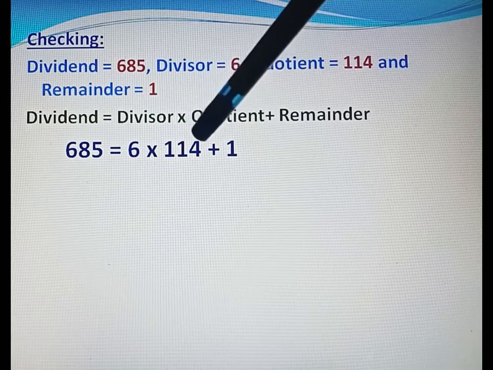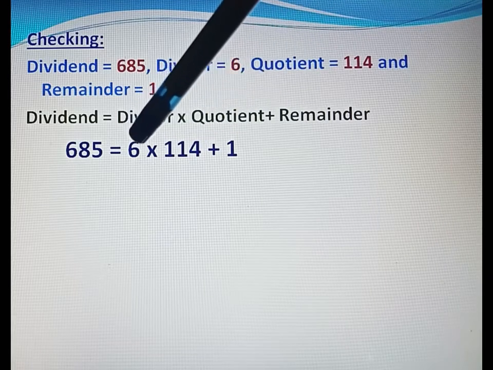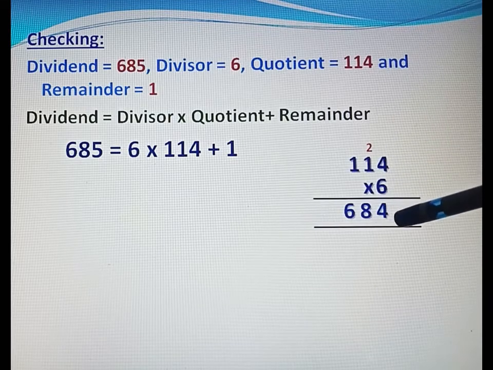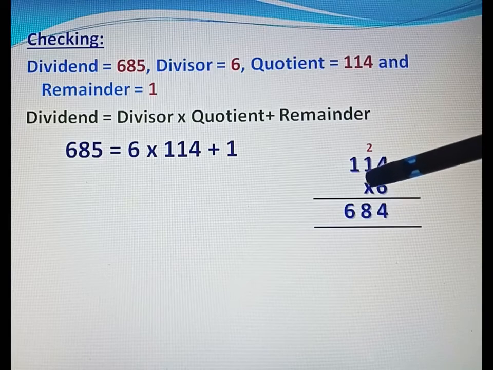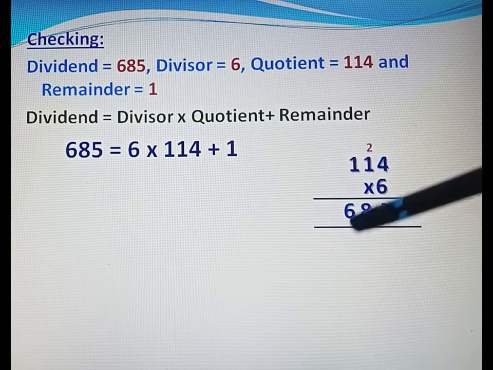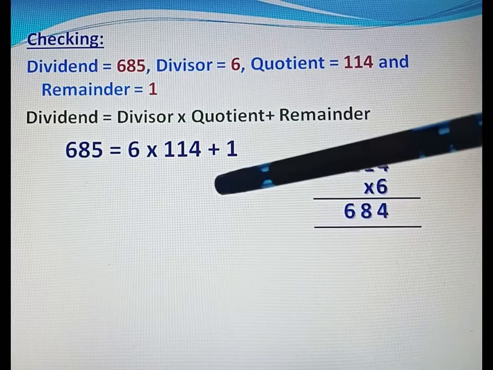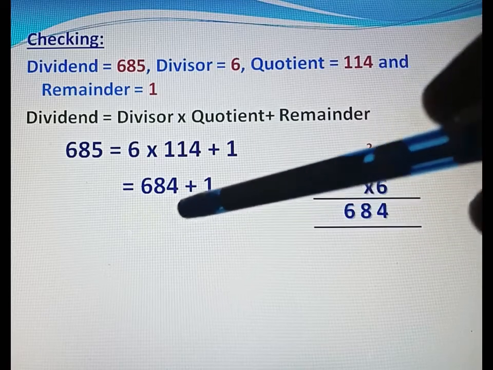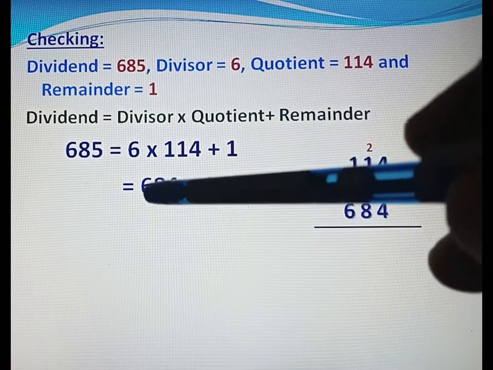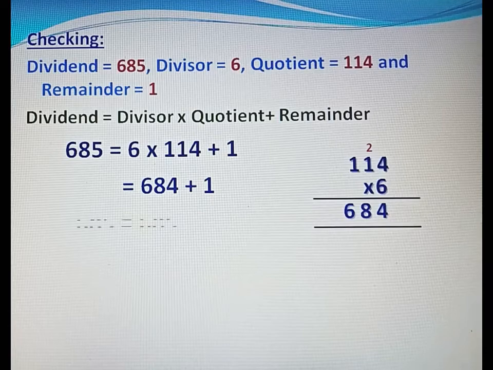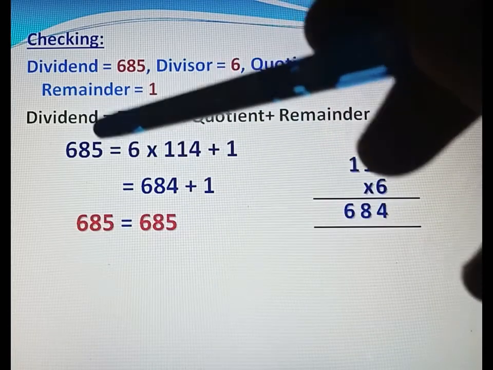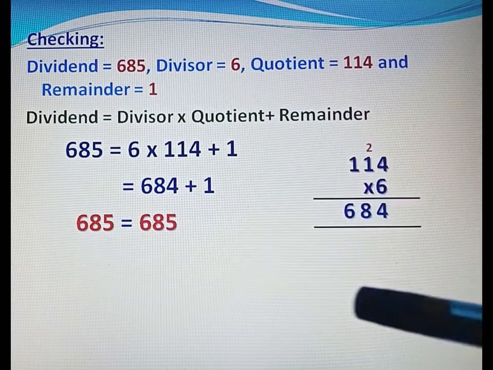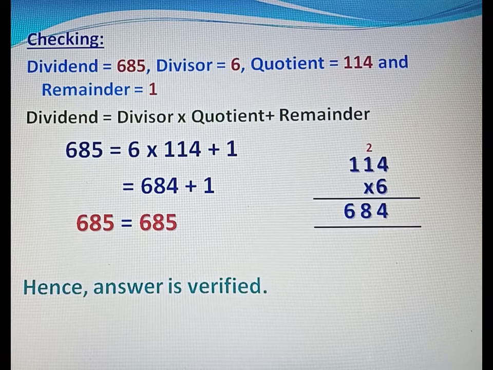First we will multiply 114 by 6. 6 4 ja 24, 4 write, 2 carry, 6 1 ja 6 plus 2 is 8, 6 1 ja 6. 114 multiply 6 equal 684. Write it down. 684 plus 1. 684 plus 1 equal 685, and dividend is also equal to 685. Both are equal. Hence answer is verified.